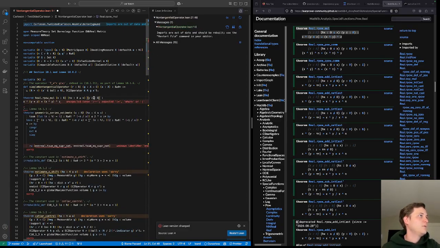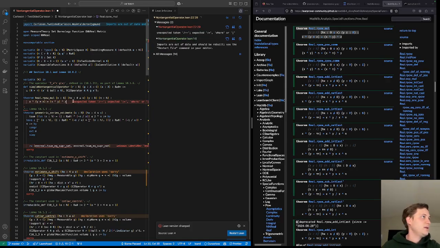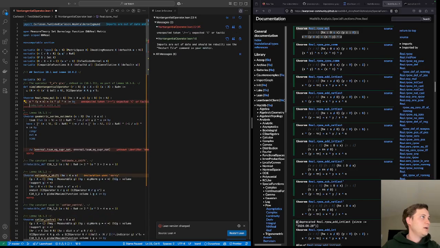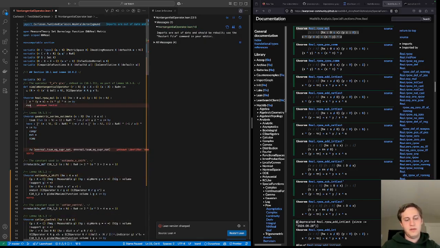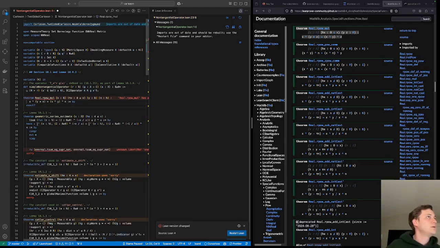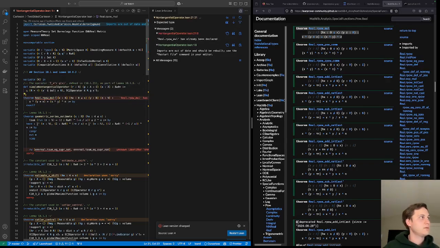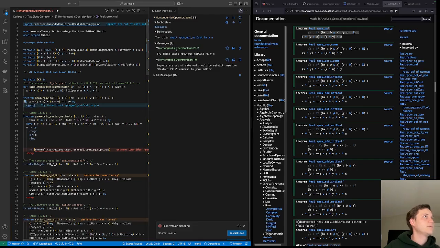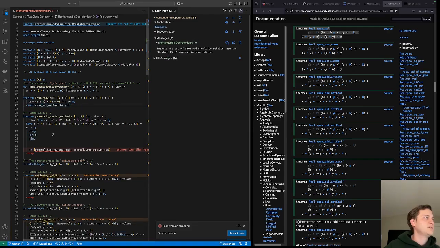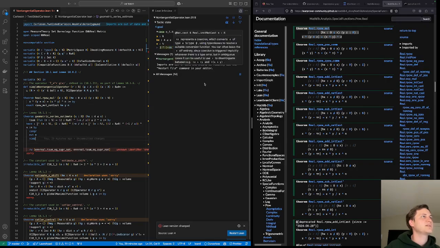Theorem. Y is a real number, and I'm going to say that n is a natural. The theorem that I'm looking to prove is that x to the z times n equals x to the z to the n, by exact. Imports are out of date and should be rebuilt. It's beginning to insist. Has already been declared. Rpow mul nat cast. Is that what I'm doing here? Yes, I'm casting to something.